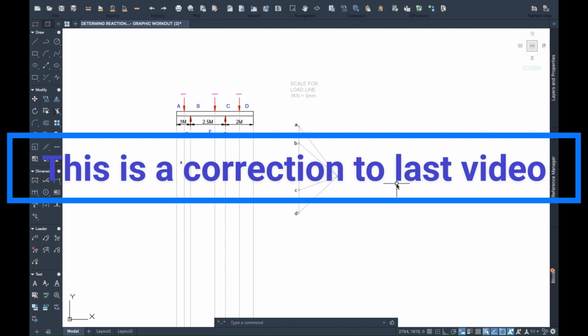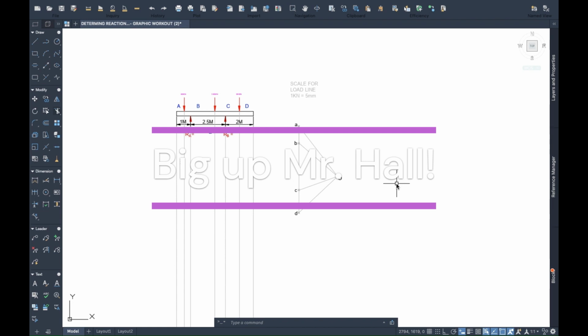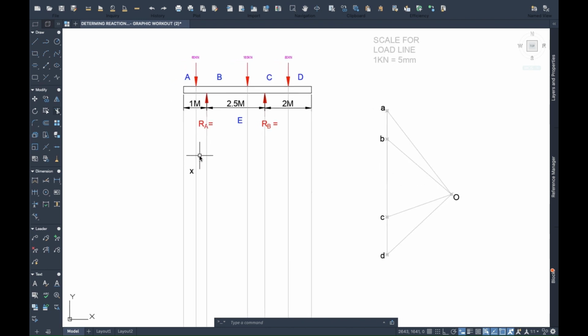It is important that this video be done as an amendment to a video that was posted earlier. We have to take into consideration that the reactions RA and RB are not at the end of the beam, and so therefore the approach for this workout would be much different.